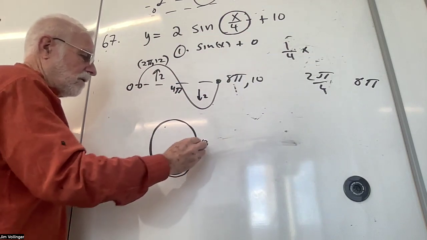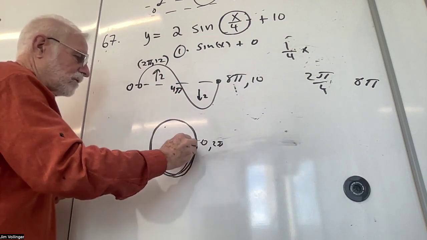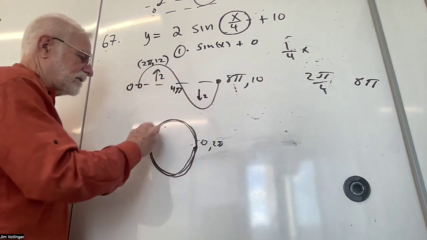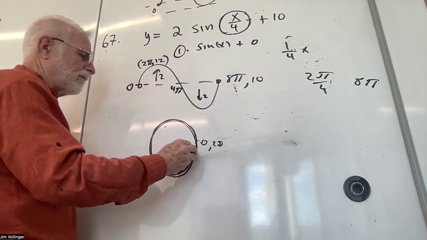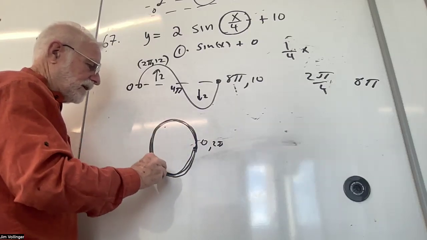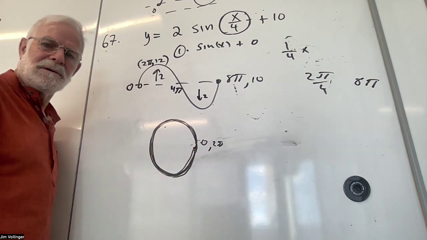And I start at 0 and I end up at 2 pi. That's my traditional once around the circle. Well, what if I go 1/4 as fast? So that's the speed to go around. I'm going to go 1/4 as fast. Well, it's going to take me 4 times as long to get around the circle.